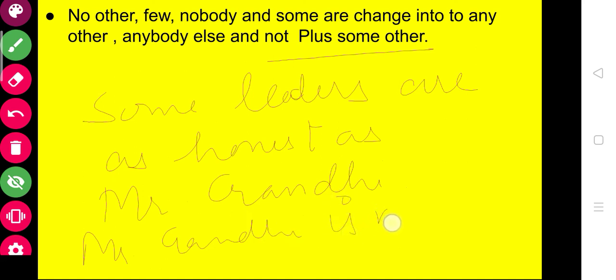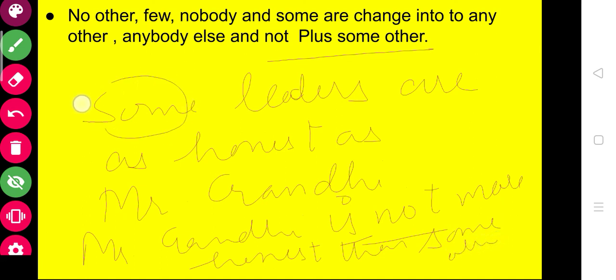Then Mr. Gandhi is not, here not is used, more honest. Okay, we can't say honester, honestest. More honest than, here some other, we're going to use the same word here if some is used, some other leaders. Okay, so that's it.